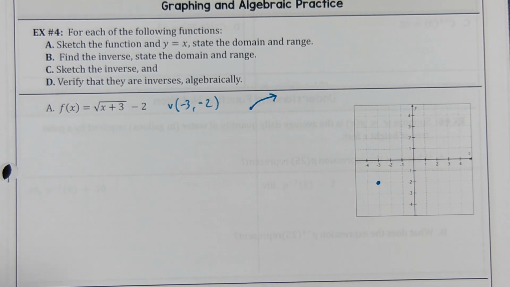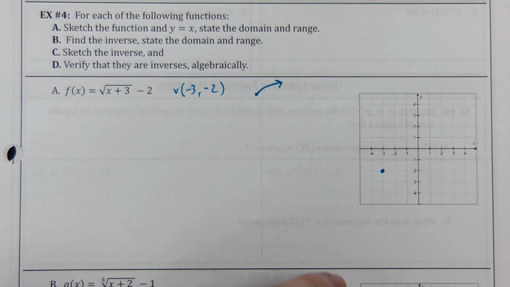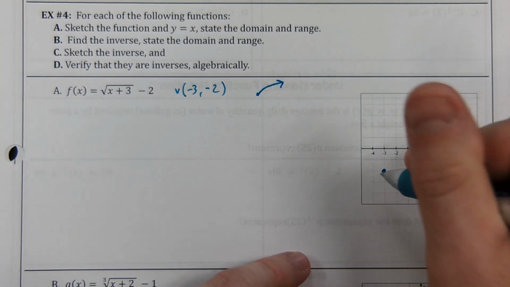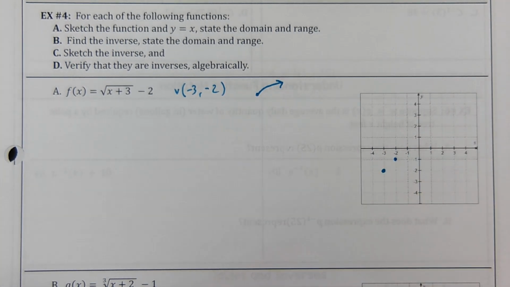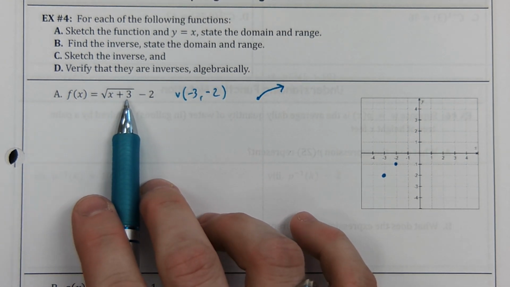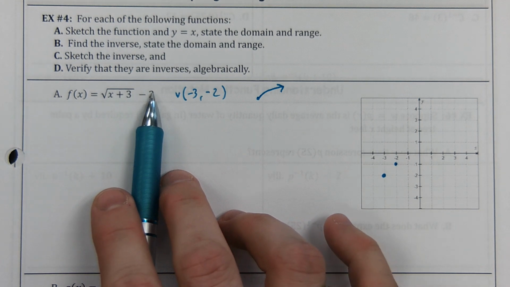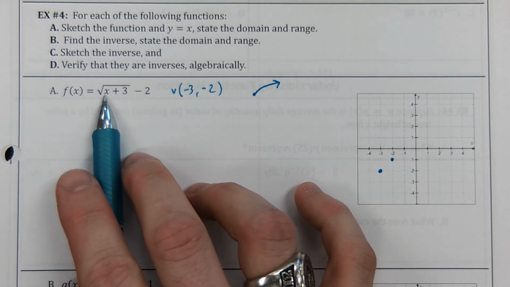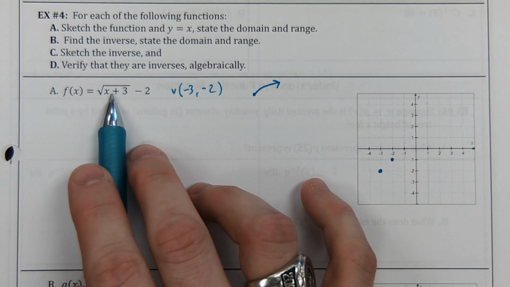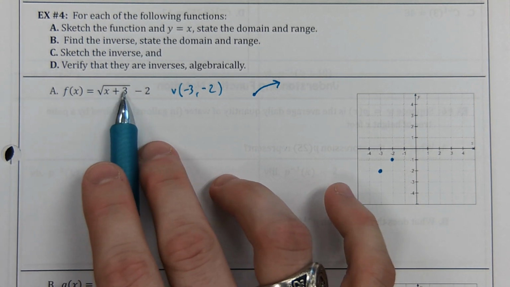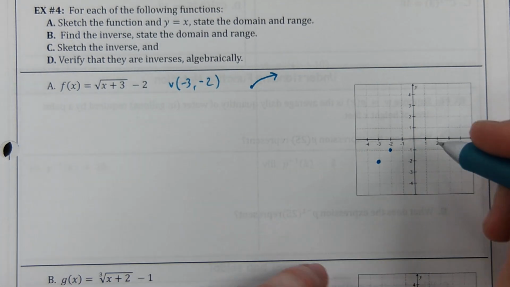So sketch the graph. I happen to know that this graph is going to go here, because if you use x equals -2, you get -2 plus 3, which is 1. Square root of 1 is 1, and 1 minus 2 is -1. I also happen to know that if I use x equals 1, I'll have square root of 4. So my next pretty point is at x equals 1. Square root of 4 is 2, and 2 minus 2 is 0. 1 comma 0.